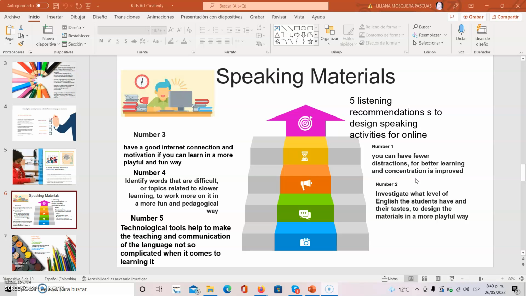In the English class, for me, in my opinion, number two is very important: investigate what level of English the students have and their taste, to present the material in a more playful way. Next presentation.